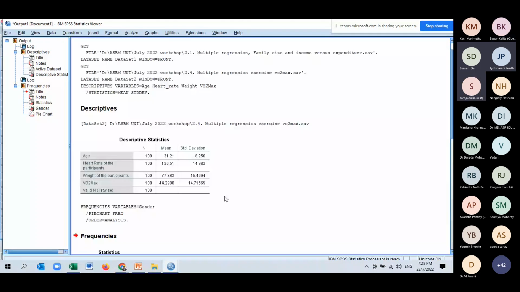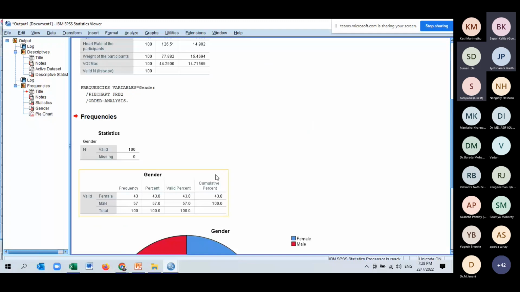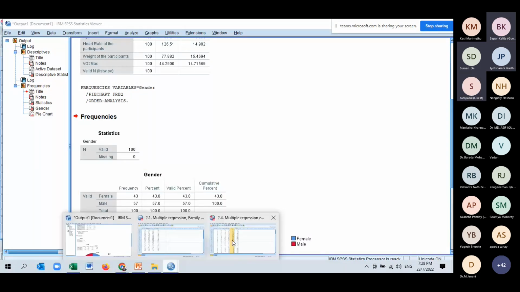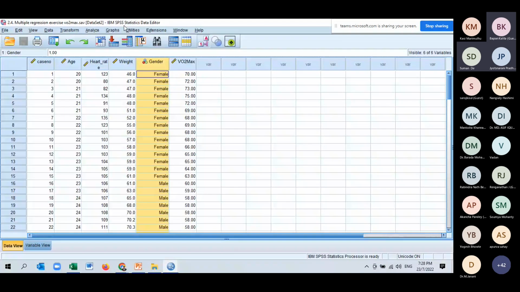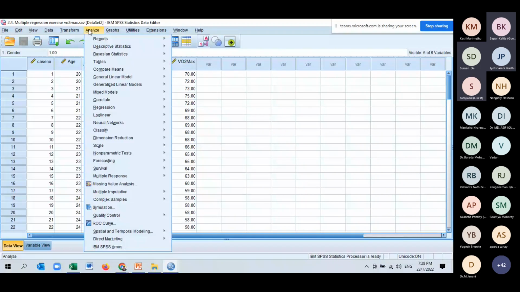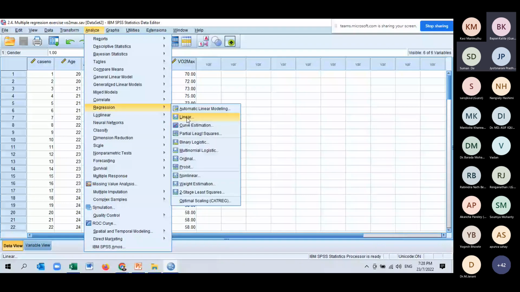Then we can go for a multiple linear regression. Go to Analyze, Regression, then Linear. Analyze, Regression, Linear. Click on it.